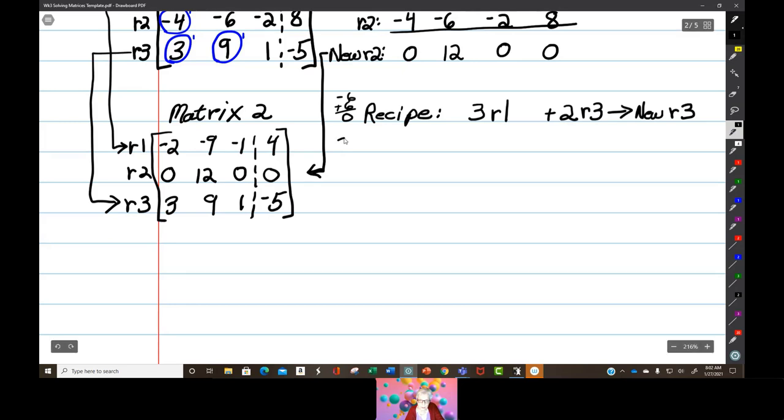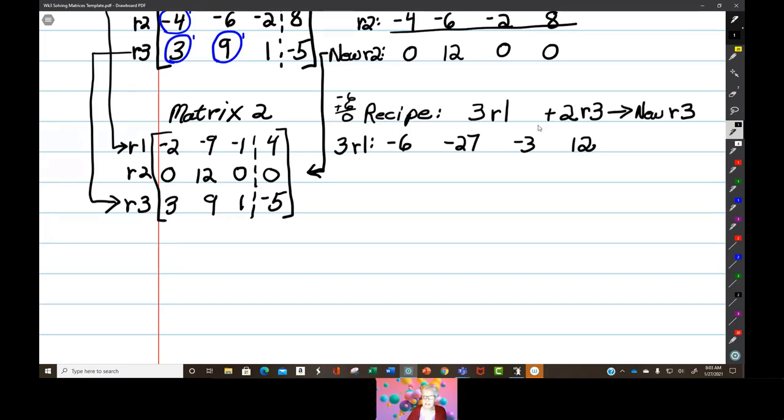I'm going to take 3 times row 1. And that will give me 3 times negative 2 is negative 6. 3 times negative 9 is negative 27. 3 times negative 1 is negative 3. And 3 times positive 4 is positive 12.